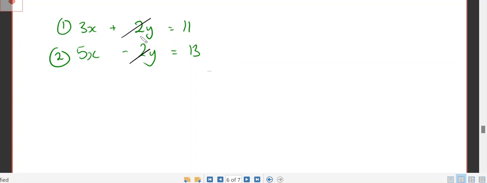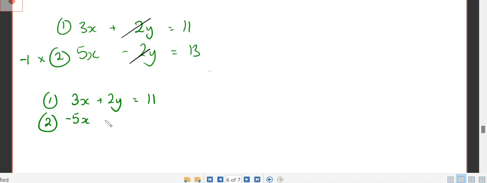The other option is to do this. The signs are different. One way of changing the sign of any number is to multiply it by -1. So I am going to do -1 times this one. So number 1 is still 3x plus 2y is 11, but new number 2 is minus 5x plus 2y equals negative 13. Okay?